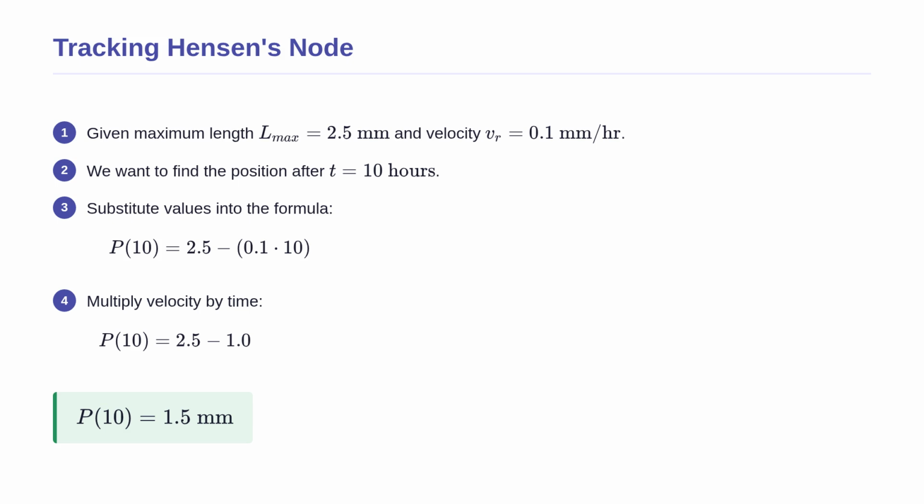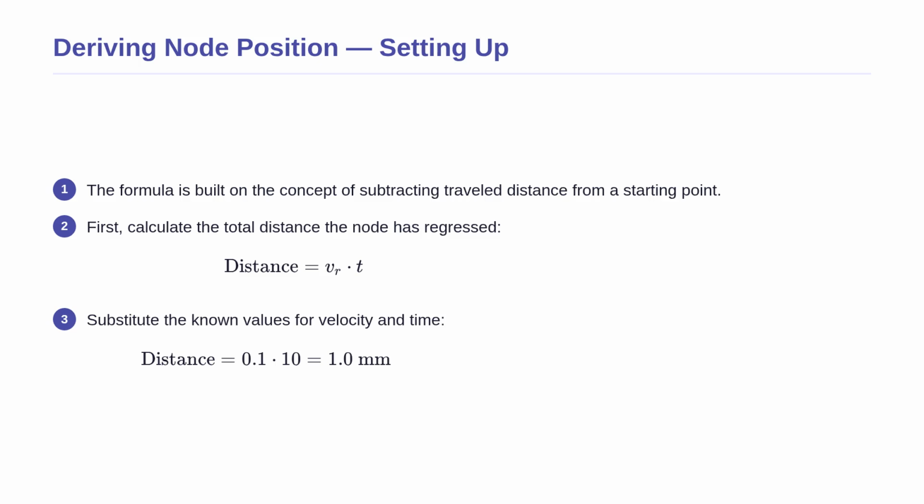Physically, this means the node is now 1.5 millimeters from the tail, having laid down exactly 1.0 millimeter of spinal cord precursor. So, we have successfully used this formula, but let us break down the mathematical reasoning behind why it works.